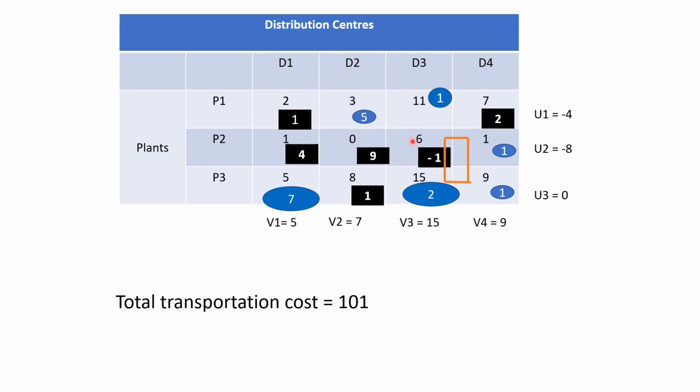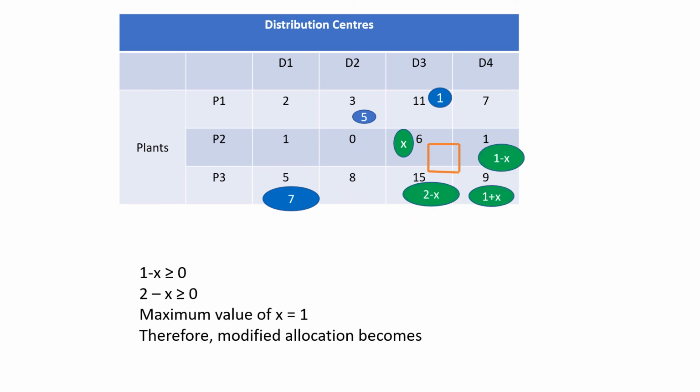Now suppose you allocate x here. If you allocate x here, I'm sure you will be able to tell me this allocation will get reduced to 1 minus x, this will be 1 plus x, and this will be 2 minus x, right? Again the same thing, 1 minus x and 2 minus x cannot be negative, so both are to be greater than or equal to 0. If both the conditions are to be satisfied, what is the maximum value of x? It is 1. So it is 1 minus 1, that means 0, that means it becomes a free cell.